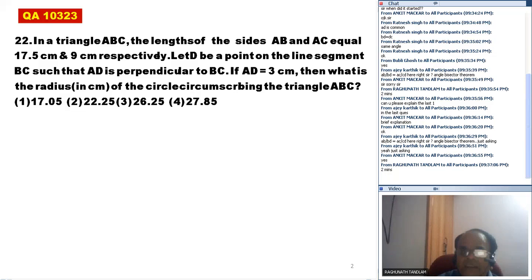What's the doubt you ask, Ankit? AD is a perpendicular, length of AD is, there's no choice 3 there. I've given the choices 17.05, 22.25, 26.25, 27.85, Ankit. Are you answering this question or the previous question?